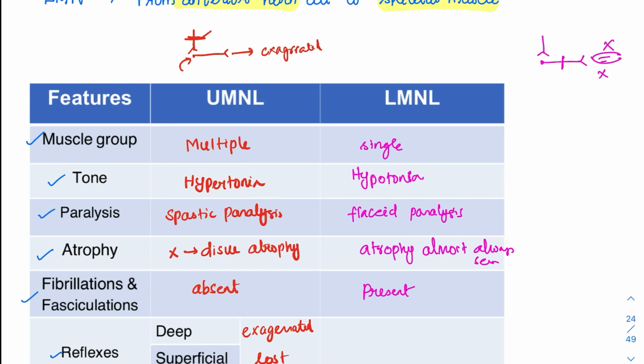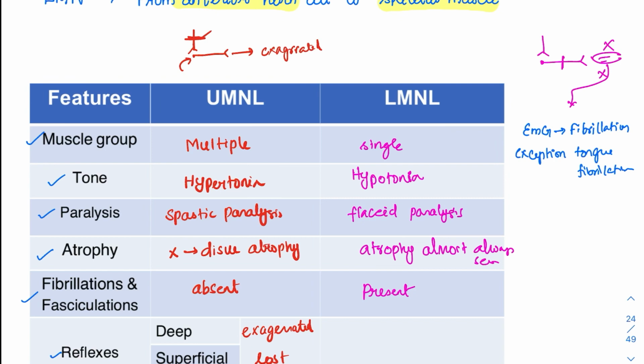So what are fibrillation and fasciculation? Let's try to understand. Fibrillations are very minute muscle twitches which cannot be seen with naked eyes. They can be recorded with EMG only. EMG, electromyogram, can only record the fibrillation. Except there is an exception also. There is always an exception to everything. The exception is tongue fibrillation. Tongue fibrillation can be seen with naked eyes.